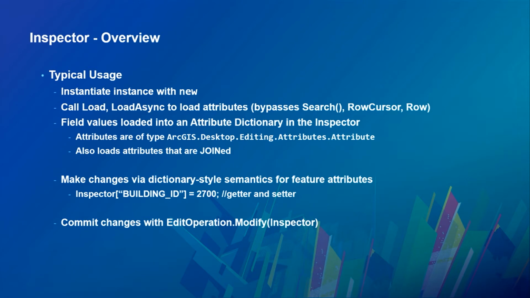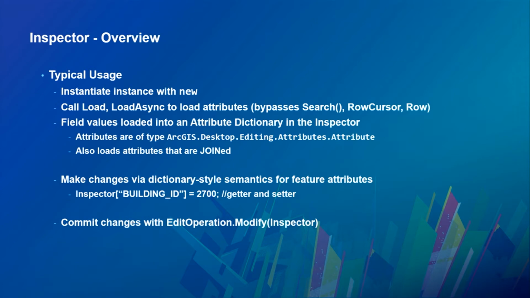The inspector then represents the attributes of that feature as a dictionary, so a pure .NET dictionary, and you can use the regular dictionary syntax in .NET to access each individual attribute and update those values. So for example, if I wanted to update the building ID field for a building perhaps, I load a particular feature into the inspector and then I can just say inspector square bracket building dot point, whatever it happens to be, equals 2700, and that'll just set that field to that value.